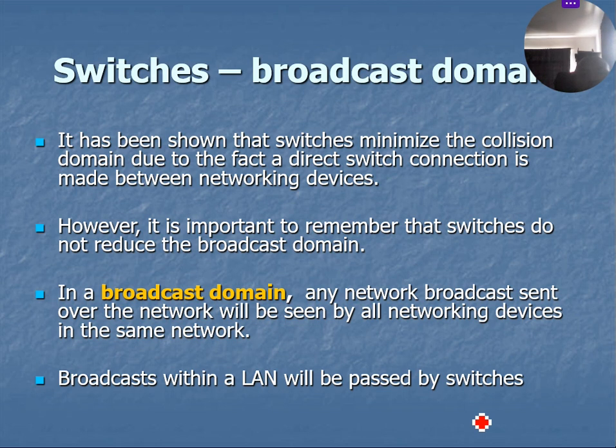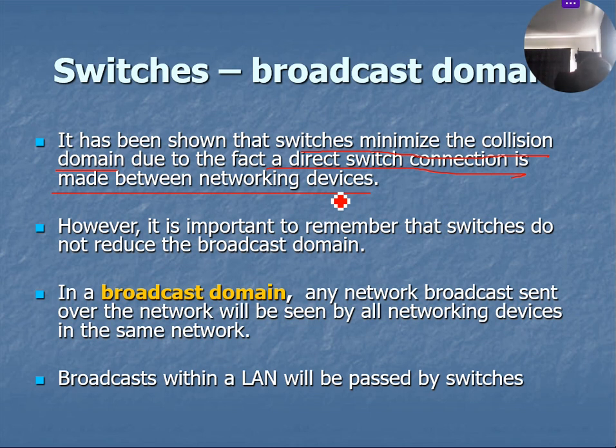Now let's take a look at switches when they are used as brokers in a broadcast domain. We already established that switches can minimize the collision domain, due to the fact that they establish a direct connection between two networking devices. Why can a switch minimize a collision domain, whereas a hub may not be able to do this? The reason is that the two hosts or ports establish a switching connection among themselves.